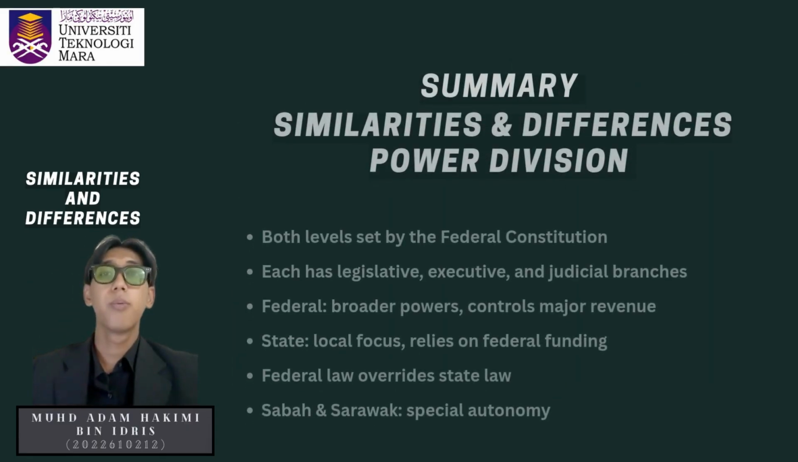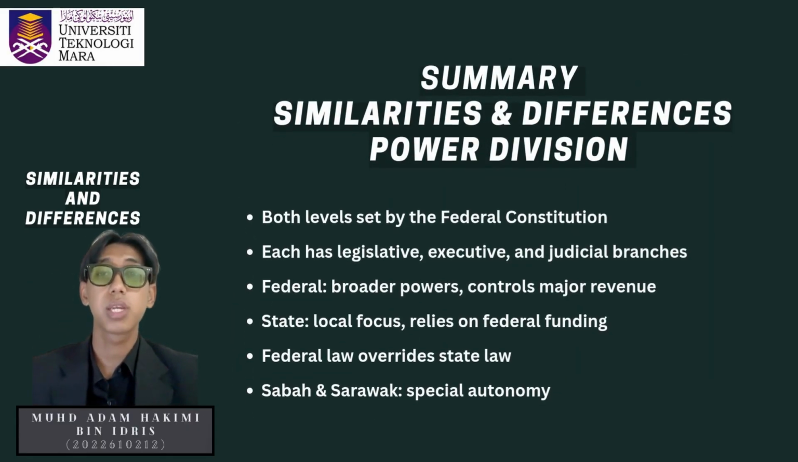In summary, both the federal and state governments in Malaysia are established by the Federal Constitution and have their own legislative, executive, and judicial branches. This structure allows each to govern within its own area of authority.